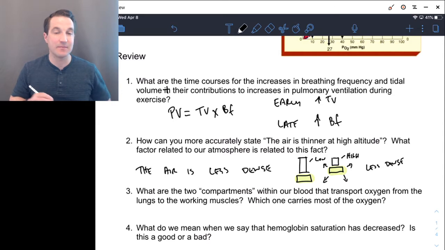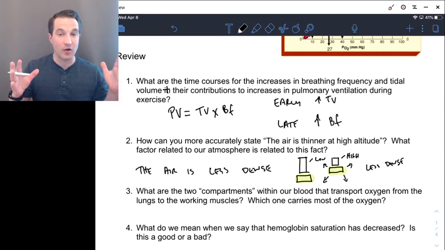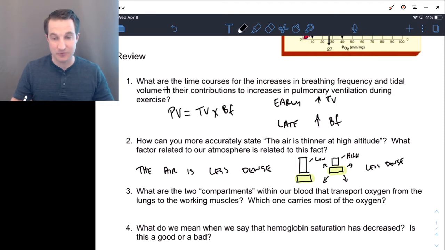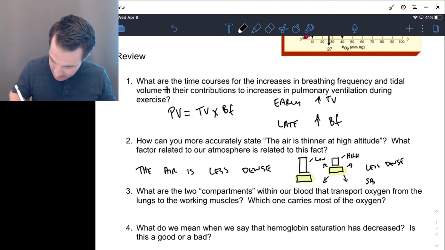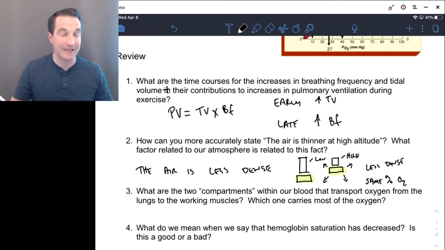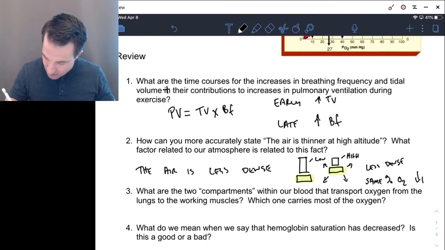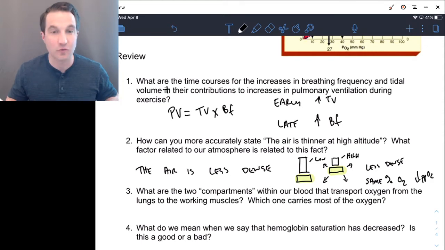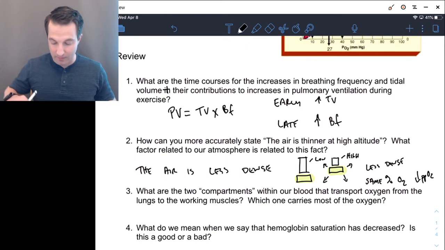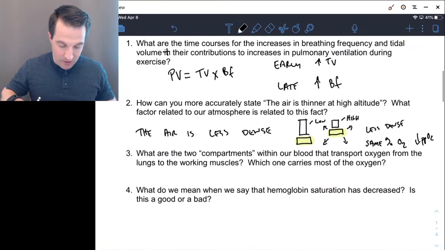And if it's less dense, that means those oxygen molecules are further apart. Are there fewer oxygen molecules percentage-wise? Absolutely not. Same percent O2, but just less ppO2, which is the partial pressure of oxygen. Okay, really, really important to remember that differentiation.